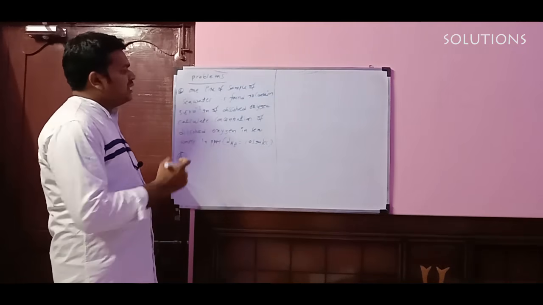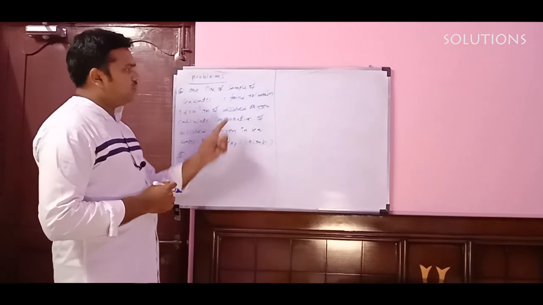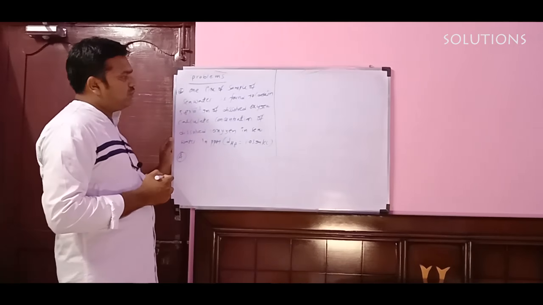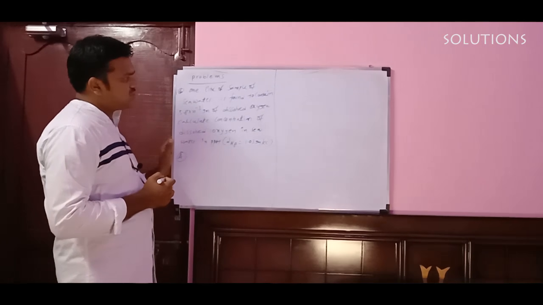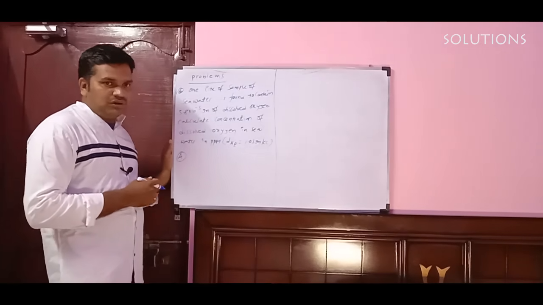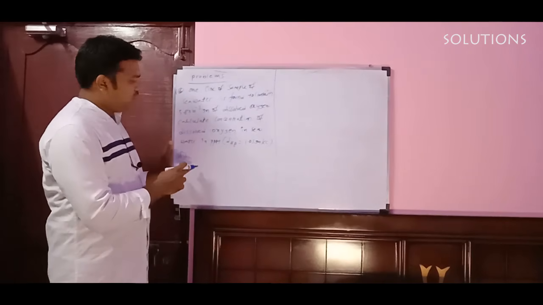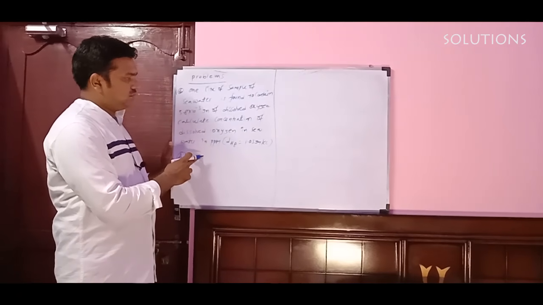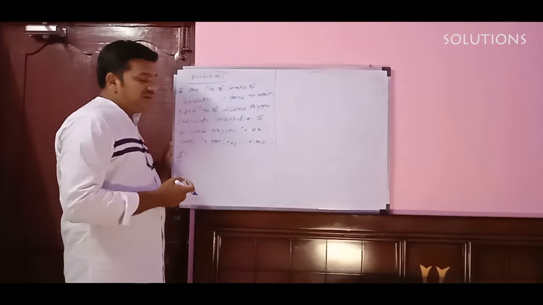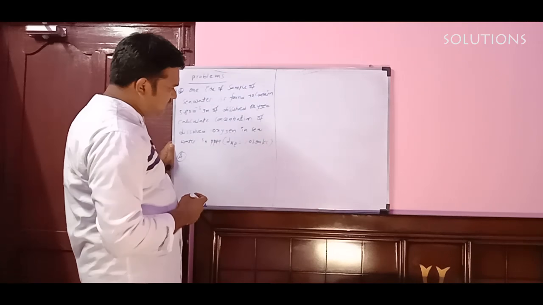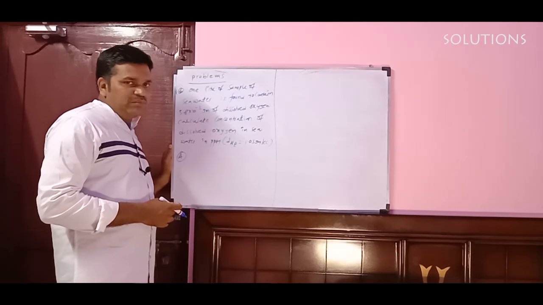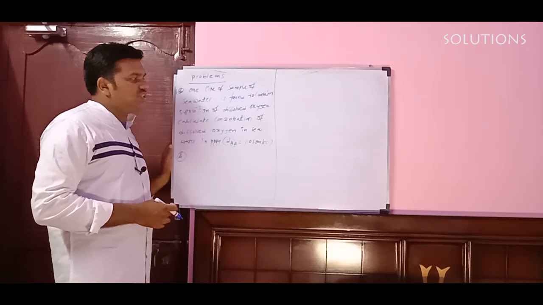1 liter of a sample of seawater is found to contain 5.8 into 10 power minus 3 grams of dissolved oxygen. Calculate the concentration of dissolved oxygen in seawater in ppm. And here they given density of water also. Density of water is given as 1.03 gram per centimeter cube. So this is the problem only.